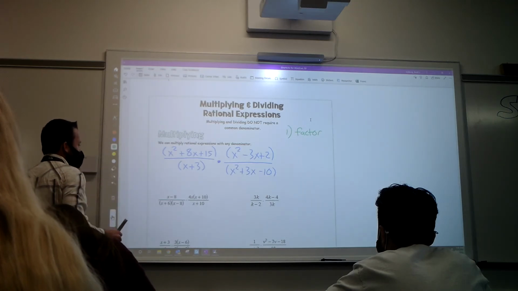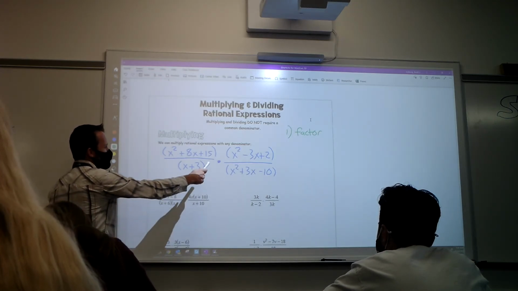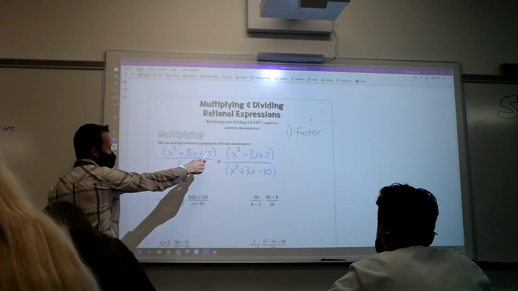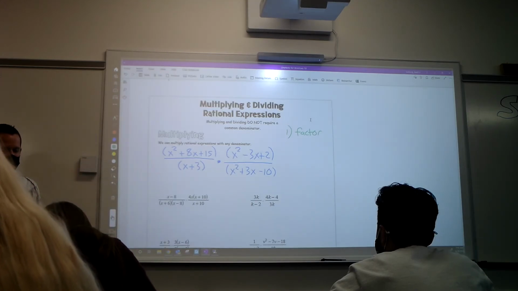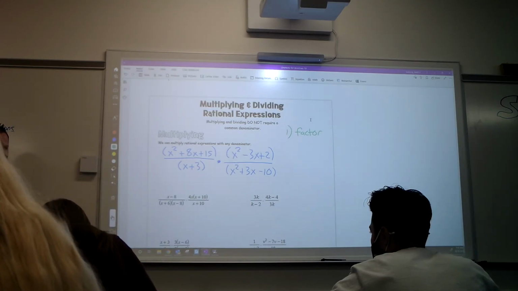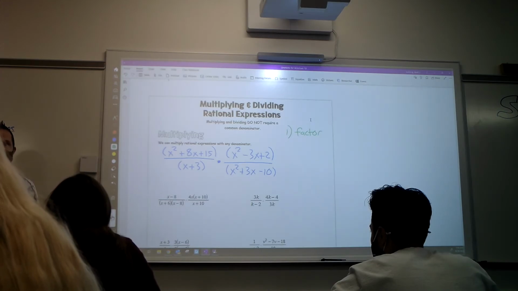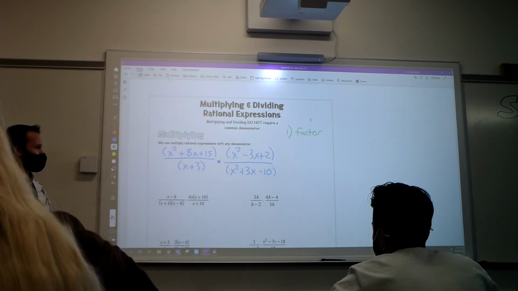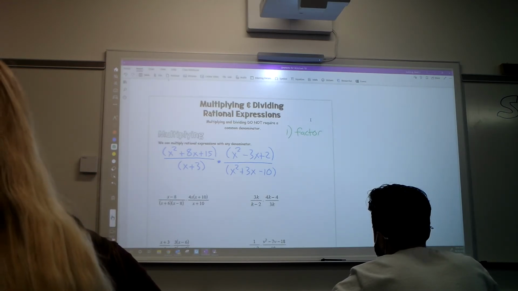I'll give you a clue on this first one. I'm going to think in my brain, what multiplies to 15 and adds to 8? What would you guys say? 3. Awesome. So that's x plus 5, x plus 3. You go to the next one.